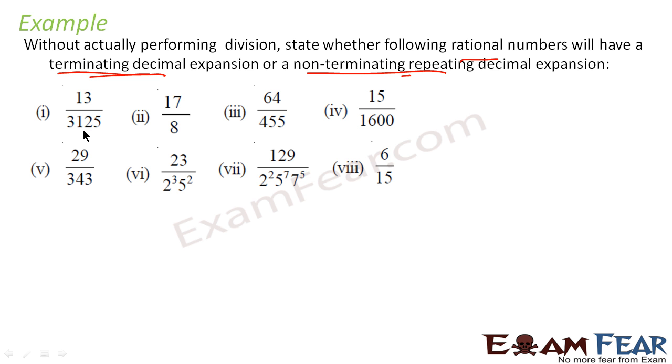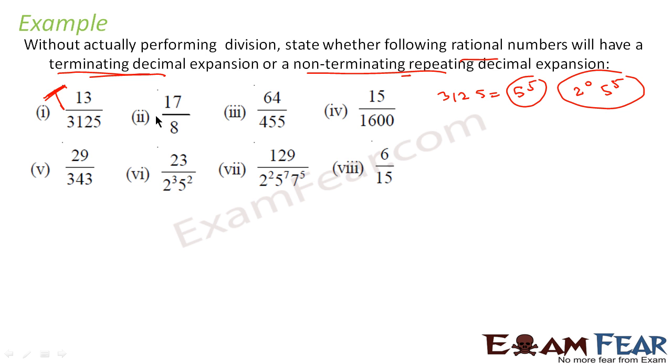3 to the power 1, 2 to the power 5, I can write as nothing but 5 to the power 5. Now since this is the form 2 to the power n, 5 to the power m, that is 2 to the power 0 and 5 to the power 5, I can say that this number is terminating. I'll write T here. Let's take the next example, 17 by 8.